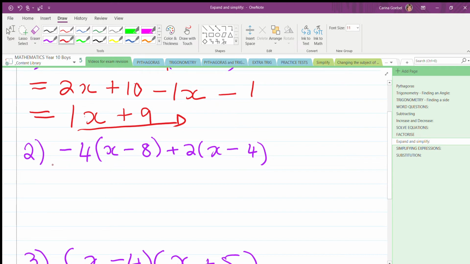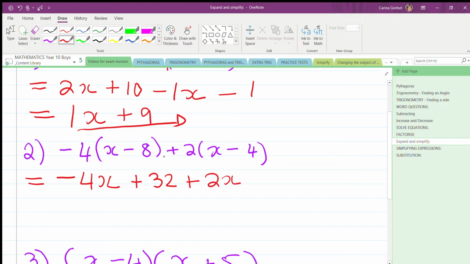Here is a minus in front of my bracket. Okay, so we'll need to be careful of that. So minus 4 times x is minus 4x. Then as this is a minus, the sign that follows will be changing. That being a minus will change to a plus. 4 times 8 is 32. Plus 2 times x, 2x.